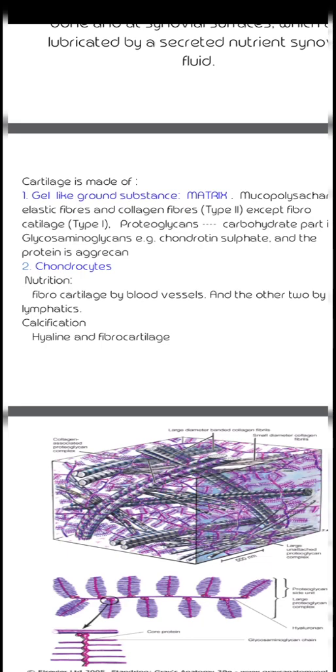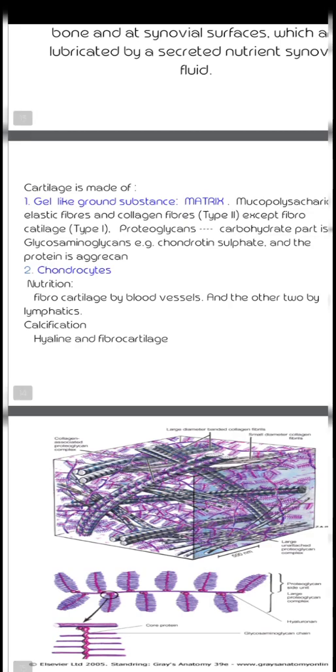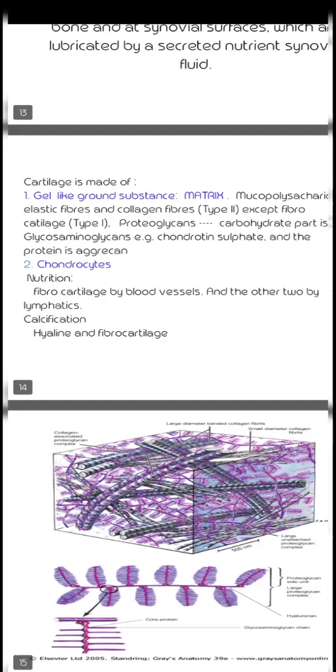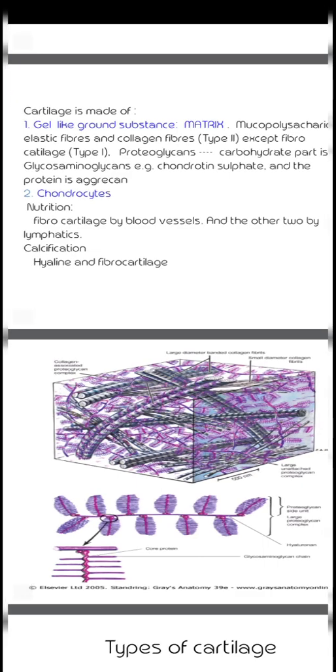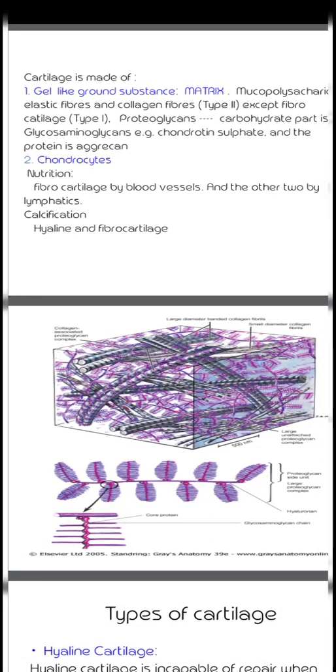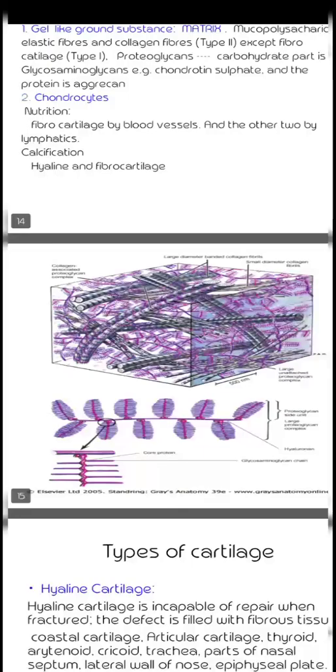The nutrition of cartilage is via blood vessels. Specifically, the fibrocartilage gets its blood via blood vessels. The other two types, the hyaline cartilage and the other type, get the nutrition from the lymphatic system. And hyaline and fibrocartilage get calcified, whereas elastic cartilage does not.